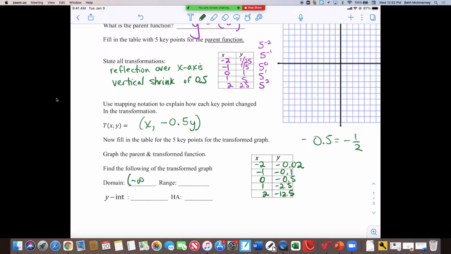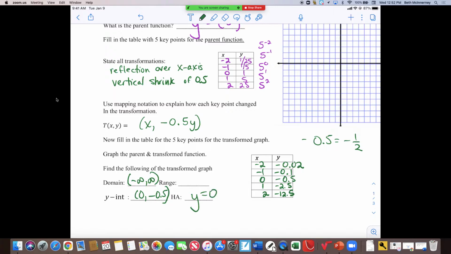The domain is negative infinity to infinity. I can see the y-intercept in my table. The y-intercept, x is 0. What would be the horizontal asymptote? What's the horizontal asymptote here? Nice job, y equals 0.